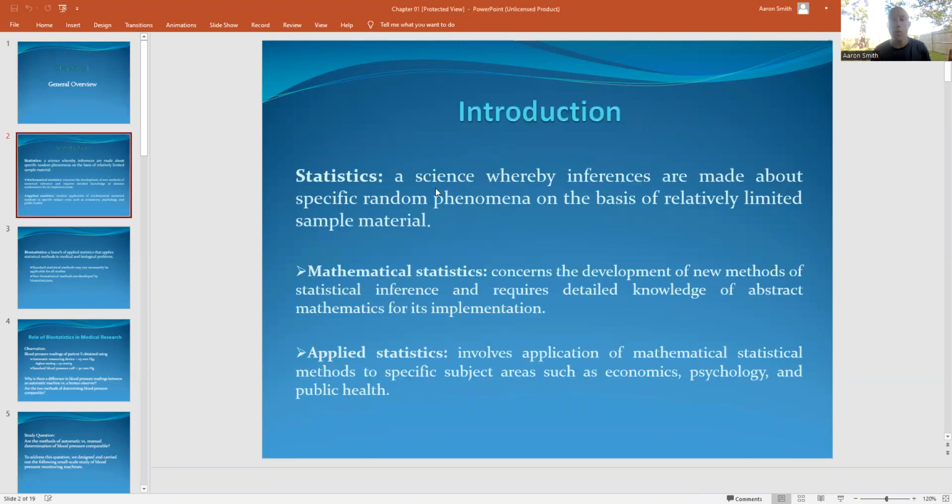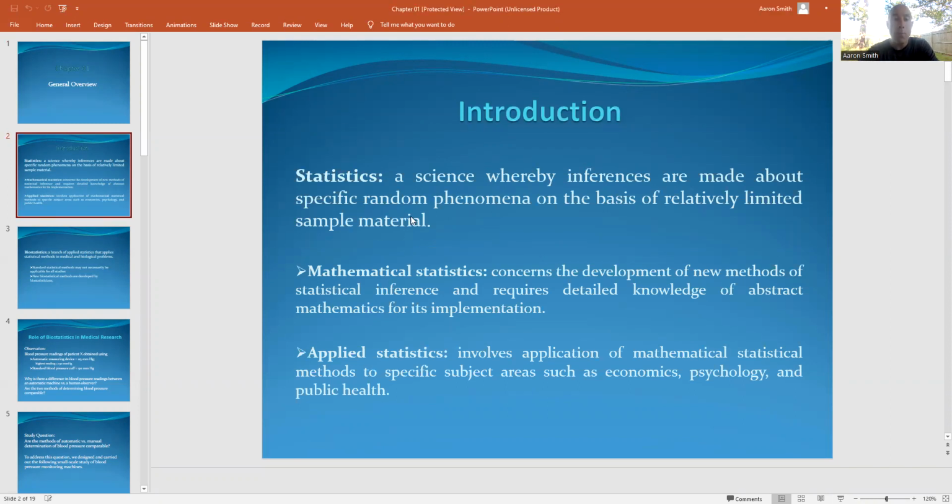All right, so for our introduction, what is statistics? Statistics, according to this author, is a science whereby inferences are made about specific random phenomena on the basis of relatively limited sample material. All right, so we're taking data and converting that into insights.